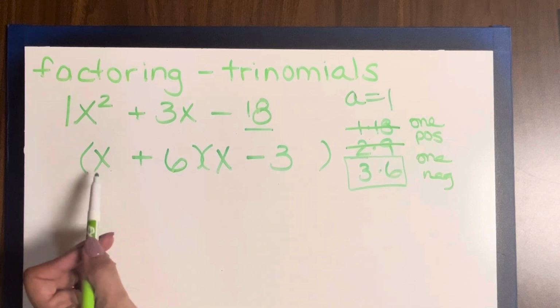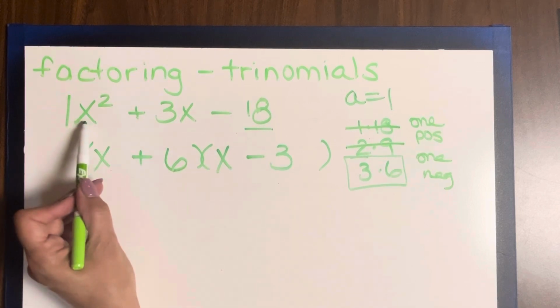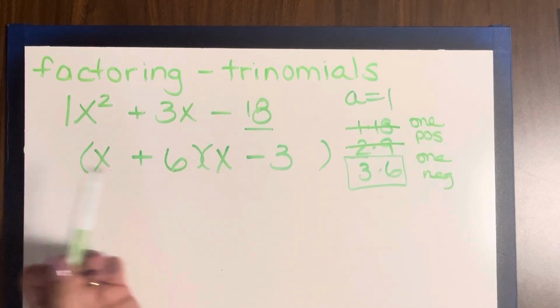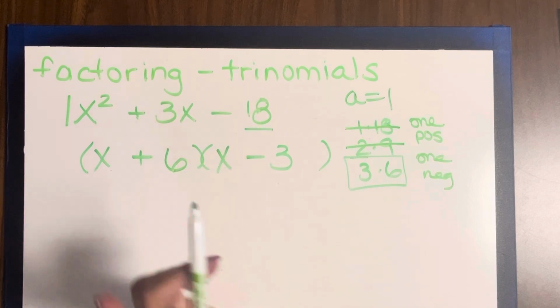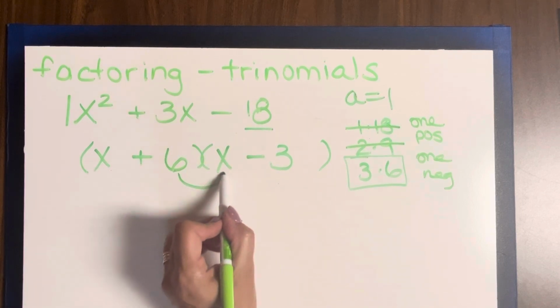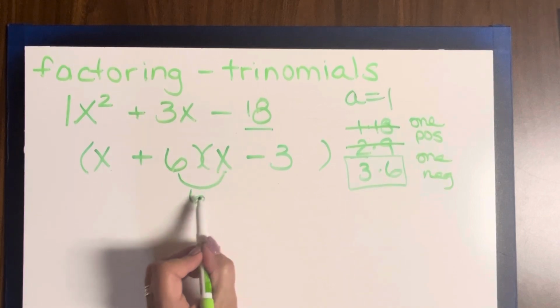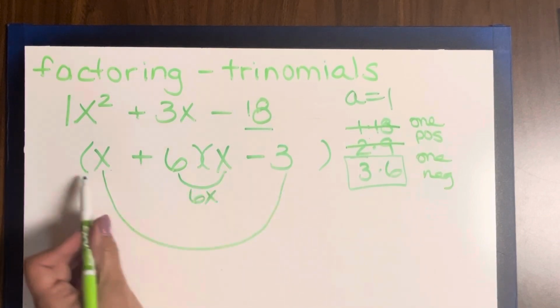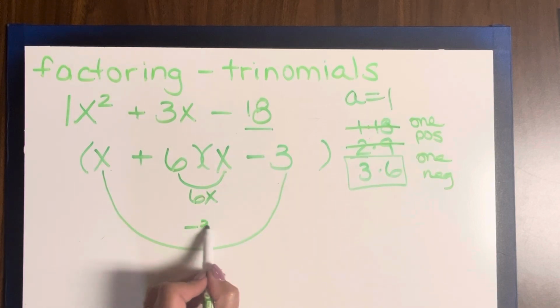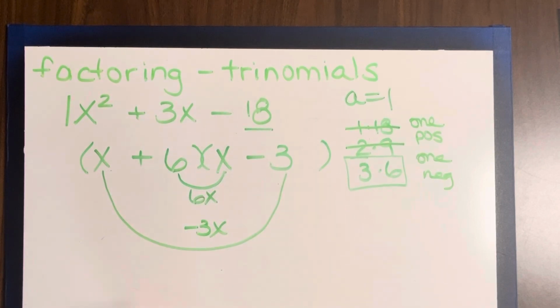Because I already know that x times x gives me this x squared, and I already know that 6 times negative 3 gives me negative 18. But what I really need to test out is the 6 times the x, which would be a positive 6x, and this x times negative 3, which is a negative 3x. And if I add those together, guess what I get? I get my 3x, which is what I wanted.